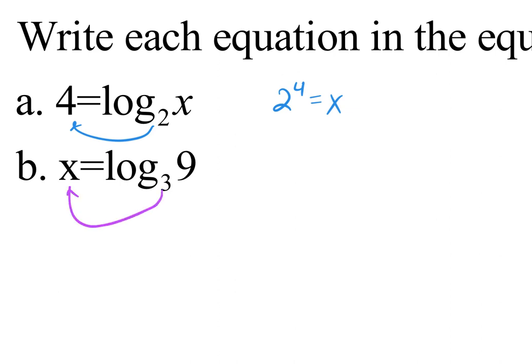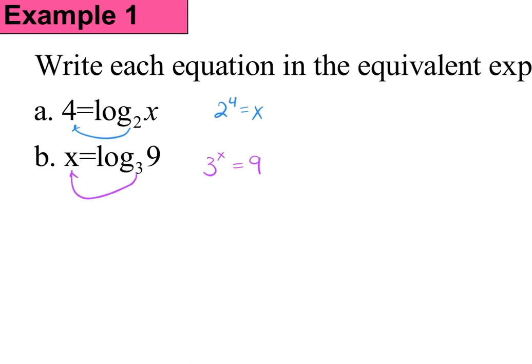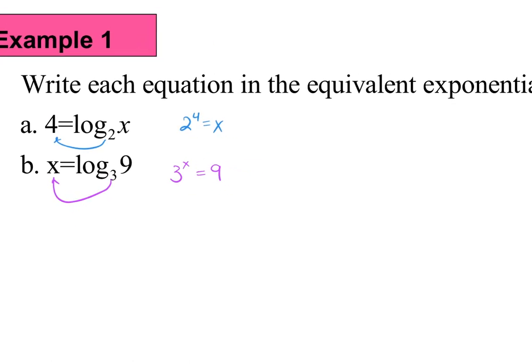B, 3 to the x equals 9, and that's your one-to-one one. We would eventually work this out to make it be 3 to the x equals 3 to the second, and x would equal 2. The directions here just said to rewrite it, so we're not actually evaluating.